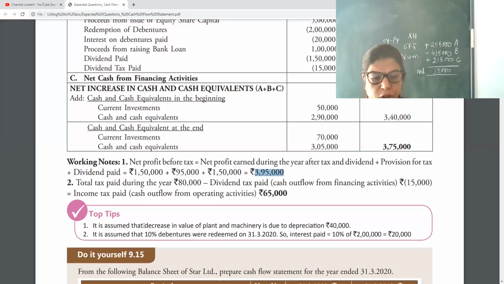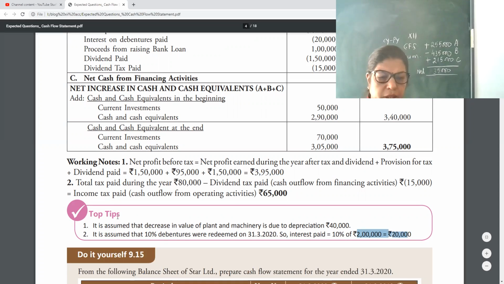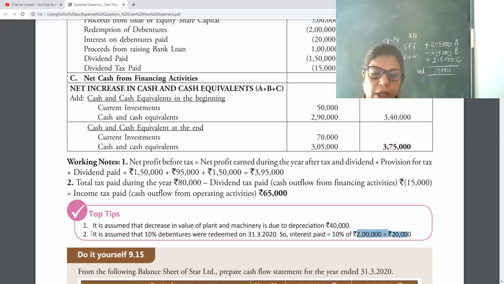Now it is assumed that the decrease in the value of plant and machinery is due to depreciation of rupees 40,000, and interest on 10% debentures will be charged on 2 lakh. See, you can give the notes, then it will be on the safer side. We have to give the working note always, showing how you came to that point.